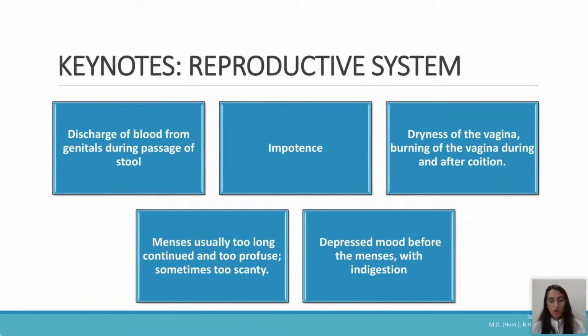Next is the keynotes on the reproductive system. Again, hemorrhagic tendencies, congestions, all to be thought of here. There is discharge of blood from the genitals during passage of stool. Be it a hard stool or a soft stool, discharge of blood from the genitals can occur.